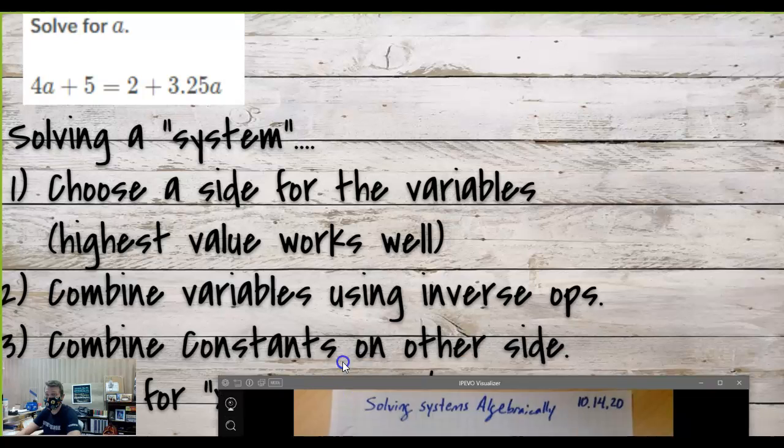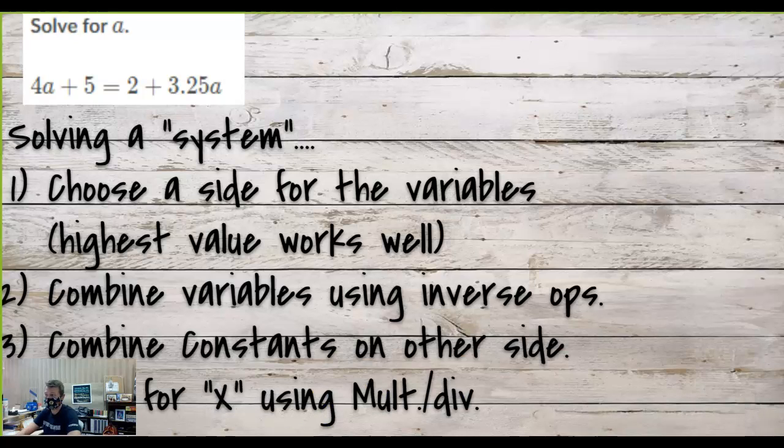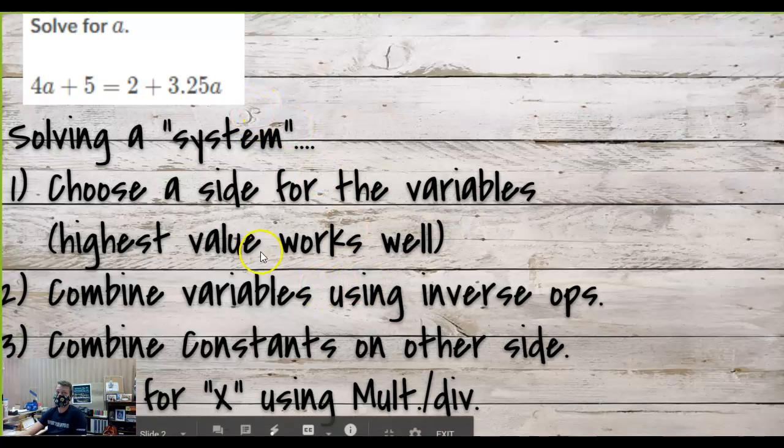As we talked about yesterday, and if you weren't at school yesterday, it was probably 2 days ago, when we solve, this goes back to our game that we played in Desmos with the hangers, right? What we ended up doing in the notes that we took was we chose a side for the variables and put them over there. We did that using inverse operations. We chose the side by looking at the highest value. What side has the highest variable value? Then we combine variables using inverse ops. On the other side from the variables, we combine constants. And then we solve for x using multiplication or division.